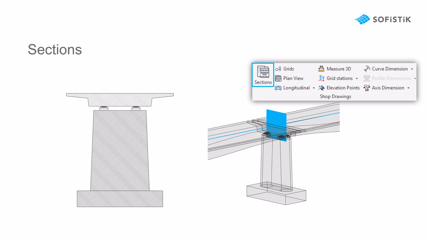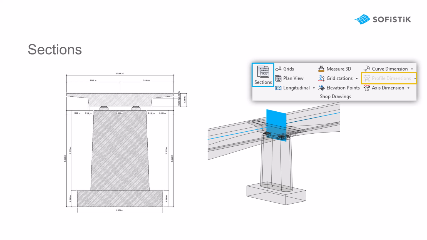These sections are placed along the stationing of the axis. We will use additional dimensioning commands from the SOFiSTiK Bridge and Infrastructure Modeler app to very quickly dimension our cross sections.